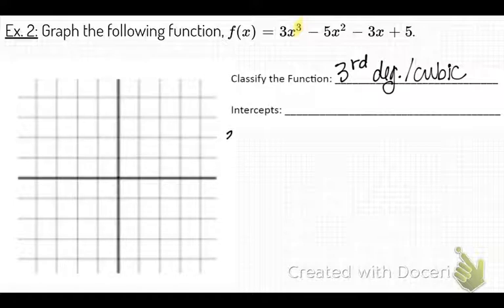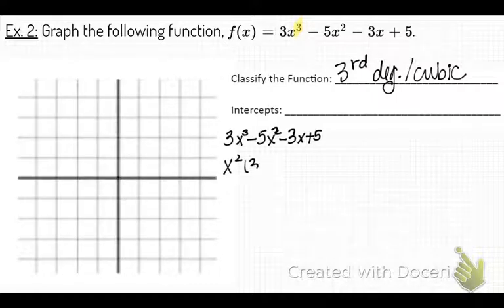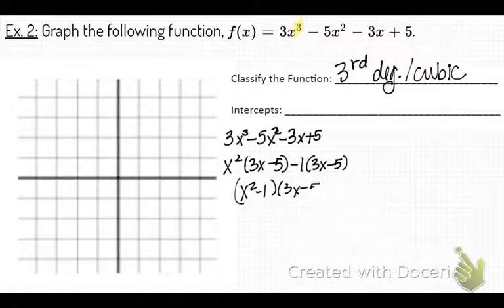So I have 3x cubed minus 5x squared minus 3x plus 5. So what's the GCF of my 2 left terms? X squared. Good. And I'm left with 3x minus 5. What about my 2 right terms? Negative 1. Perfect. So I have x squared minus 1 times 3x minus 5.